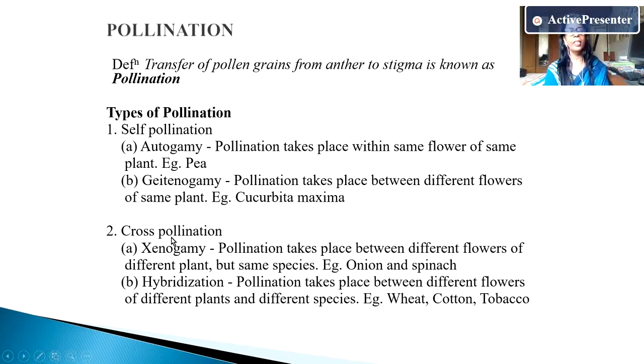So cross-pollination is xenogamy and hybridization. Xenogamy is between different flowers of different plants but the same species. Here different flowers, different plants and different species is hybridization. So the types of pollination are self-pollination and cross-pollination. Self-pollinations are autogamy and geitonogamy. Cross-pollinations are xenogamy and hybridization.